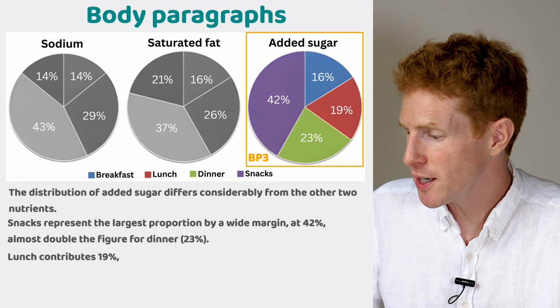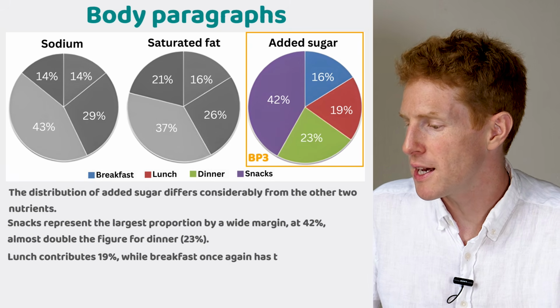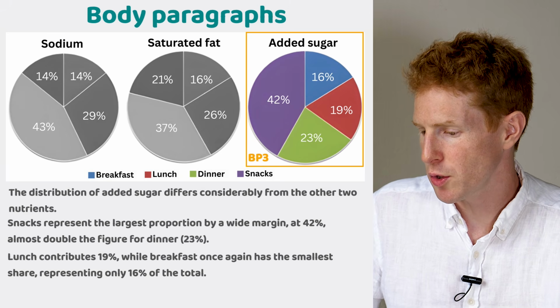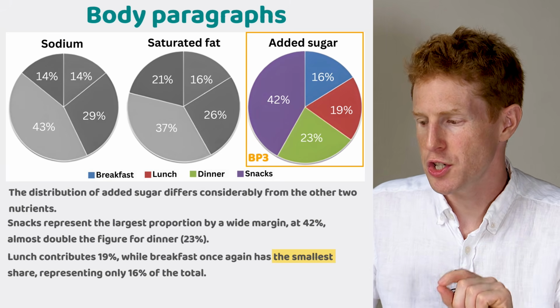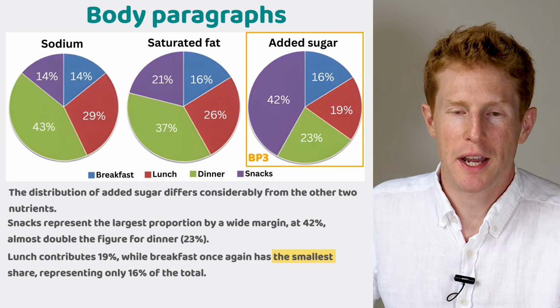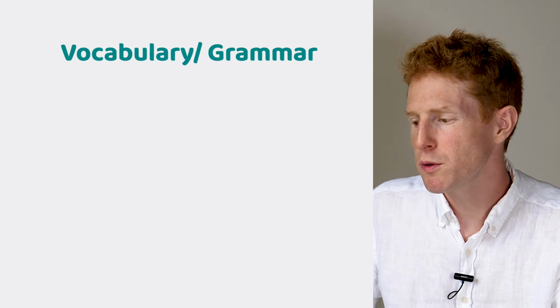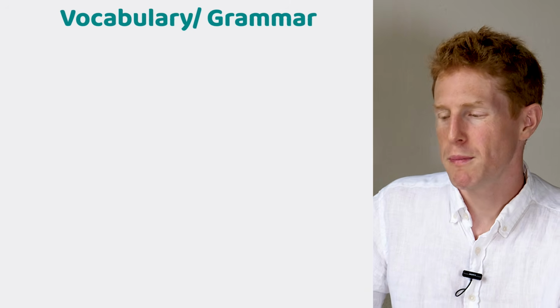Lunch contributes 19%, while breakfast once again has the smallest share, representing only 16% of the total. Has the smallest share. Again, great ranking language. Okay, that covers the body paragraphs. I want to show you some useful vocabulary and grammar for pie charts.